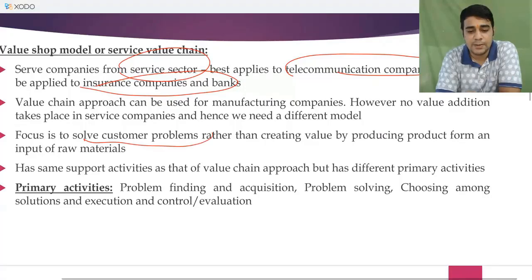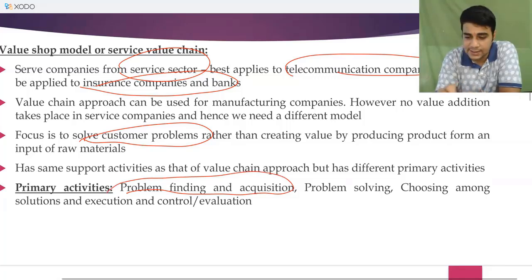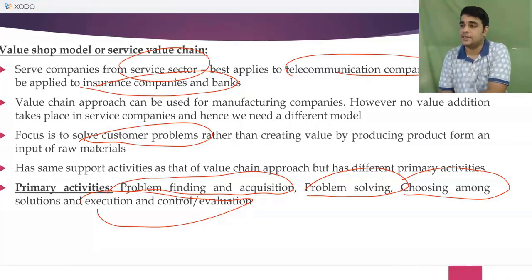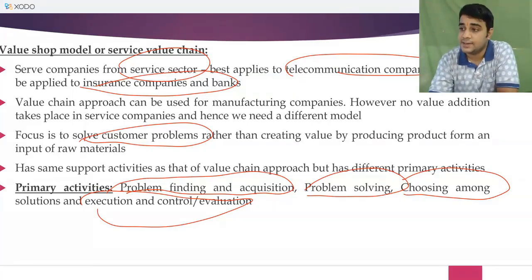Focus is to solve customer problems rather than creating value. Problem finding and acquisition, understanding what problem the customer has, look at what the different solutions are, choosing among the solutions, and finally execution and control. Review and control mechanism is basically having a continuous check on whether you are able to achieve the desired result or not.